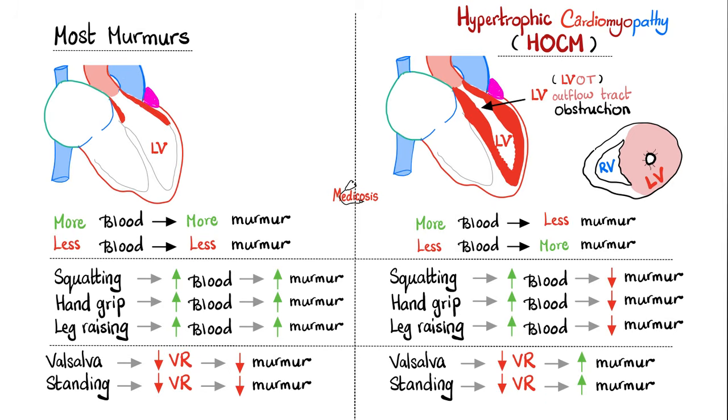Now you know this. Let me explain why more blood equals more murmur and less blood equals less murmur in most murmurs, and why the exact opposite takes place in HOCM. Think about it. Let's go back to normal physiology. Normally, the blood flow in your vessels or across your valves should be laminar flow. Can you put your stethoscope on a vessel and hear the normal laminar flow?